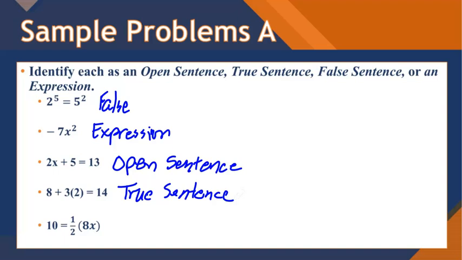Next one, 10 equals half times 8x. For that one, it is an open sentence. And it's an open sentence because it has a variable. It's an equation. We just don't know what the variable is, so we can't say if it's true or false.